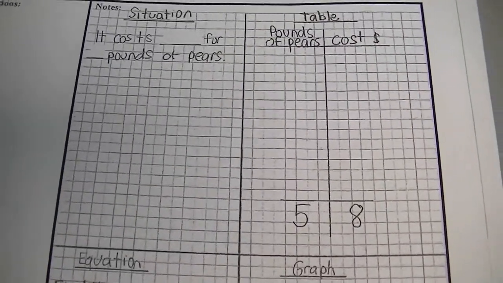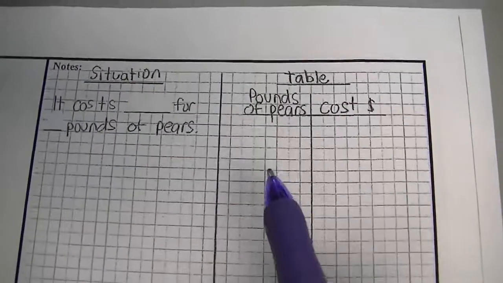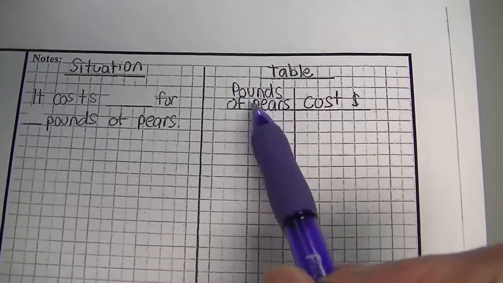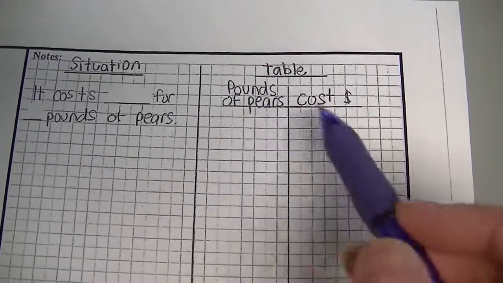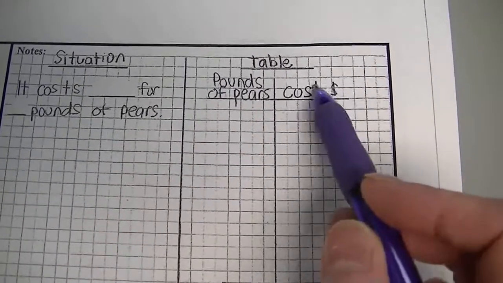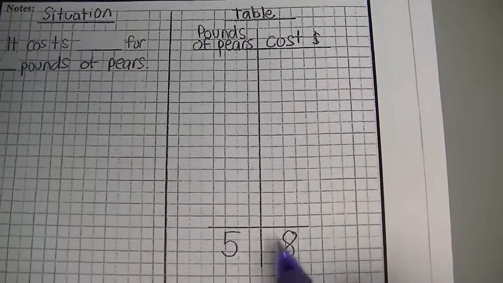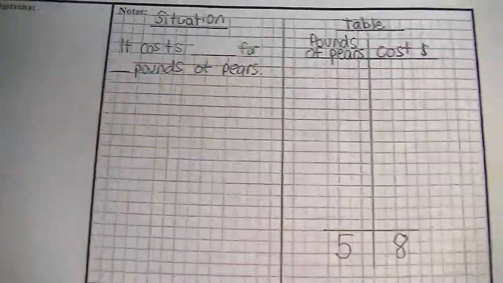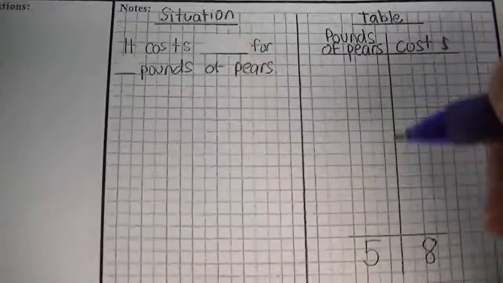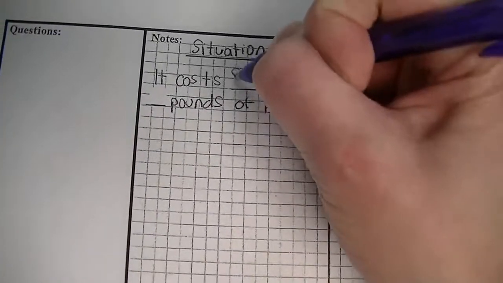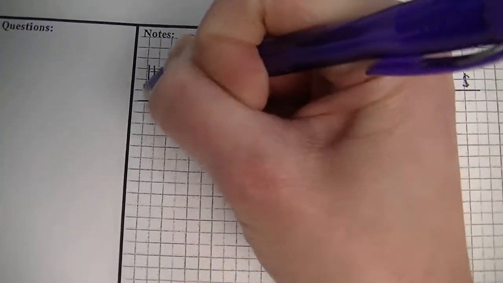It looks like this x value represents the pounds of pears, and this y value, which is the dependent variable, represents the cost. So what this would mean is 5 pounds of pears cost $8. We can use that to fill this in right here. It costs how many dollars for 5 pounds of pears? Yeah, $8 for 5 pounds of pears.